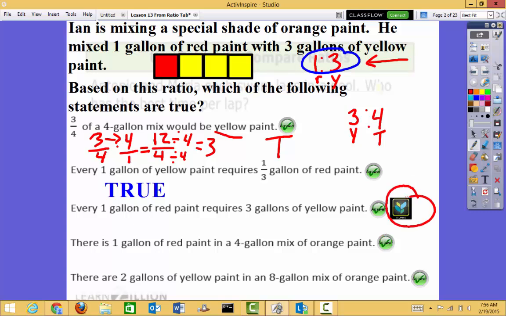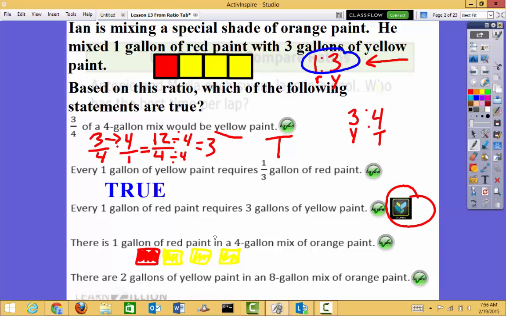Solve it on Socrative, then continue. There is 1 gallon of red paint in a 4-gallon mix of orange paint. So let's check. If I have 1 gallon of red, that means I have how many yellows? Well, I'm going to have 1 yellow, 2 yellows, 3 yellows.